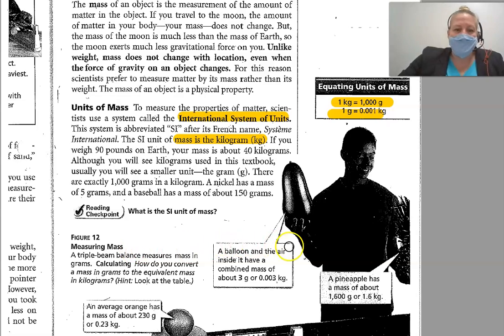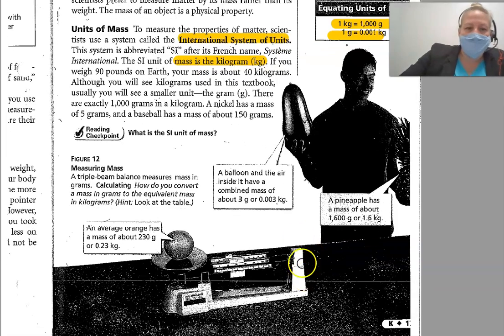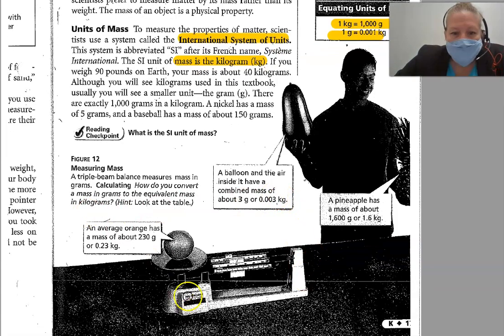So what is the SI unit of mass? It is kilograms. So, measuring mass. A triple beam balance measures mass. So this is what a triple beam balance looks like right here.